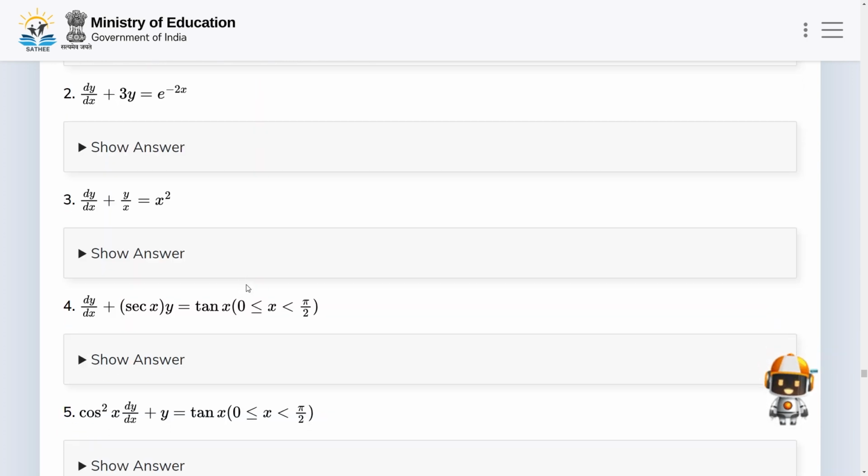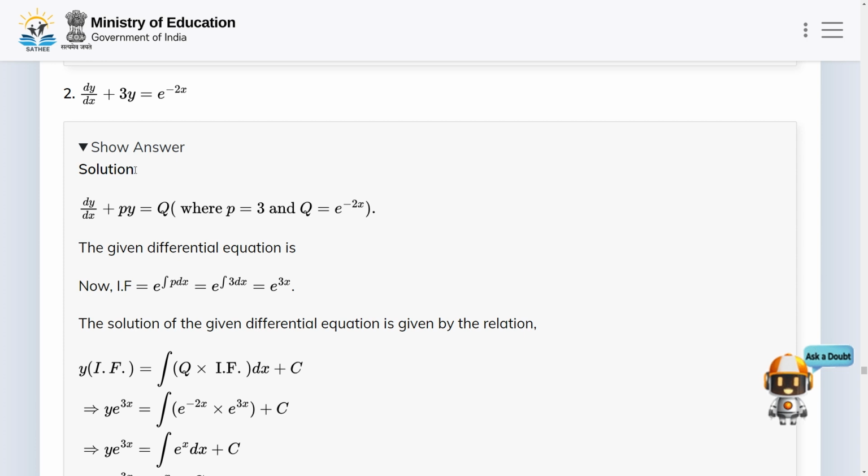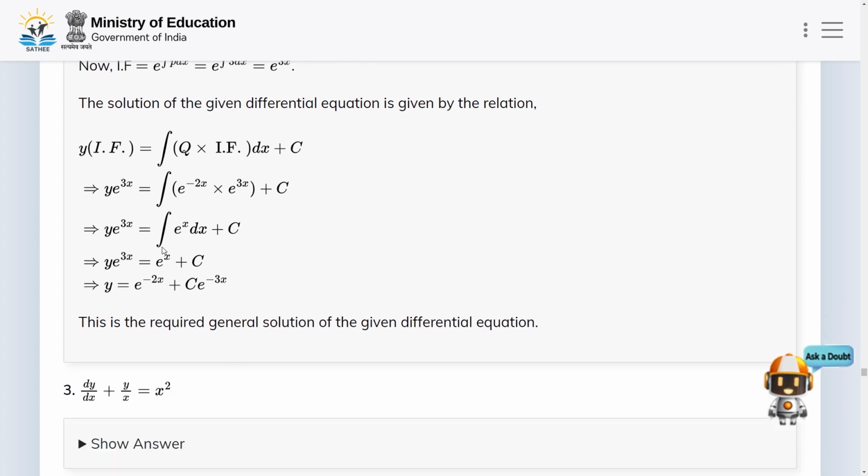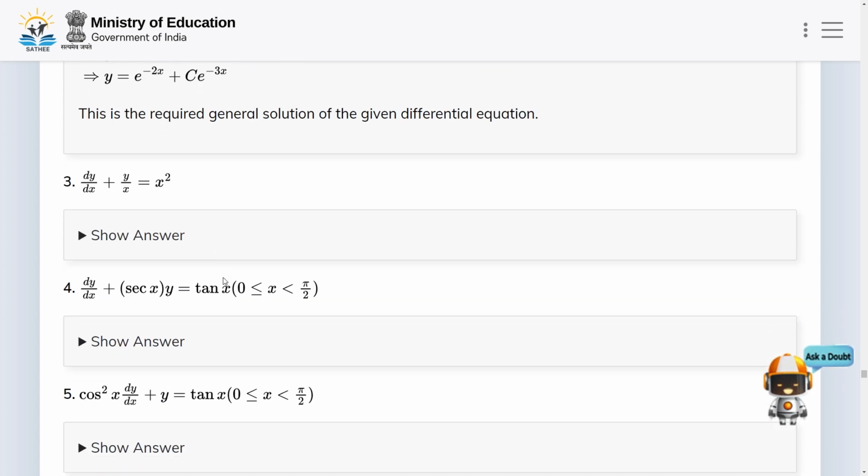Now next, second: p will be 3, q will be e power minus 2x. So integrating factor will be e power 3x. Now using this form, you will have y multiplied by e power 3x is equals to integration of e power minus 2x multiplied by e power 3x plus c. So this is just integration of e power x, which is just e power x. So your general solution will be y is equals to e power minus 2x plus c e power minus 3x. Okay, now third problem.